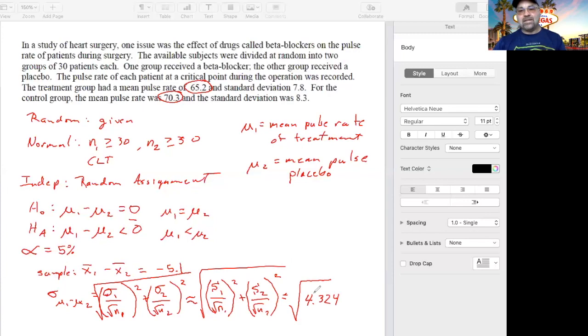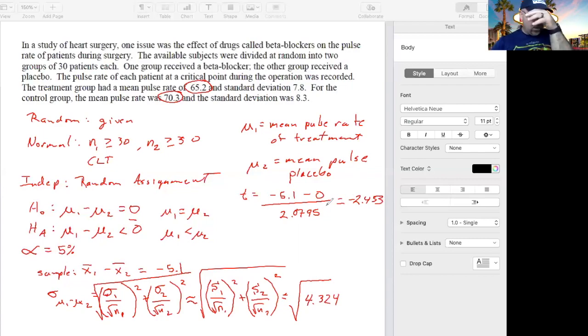I'm going to find my t statistic now. T in this case is negative 5.1 minus 0, because that's the default assumption there, over the square root of 4.32. Let's put that in here. This is 2.0795. And I got a t statistic of negative 2.45.